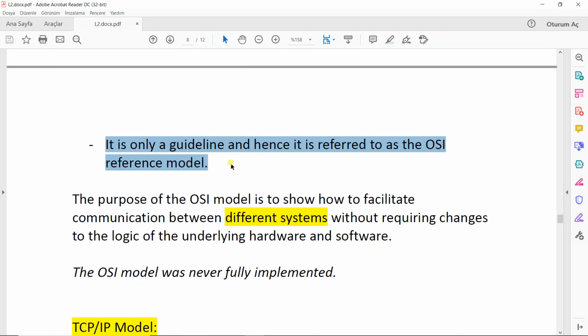Now, the communication stack in computer networks is open to the public and people can study it.